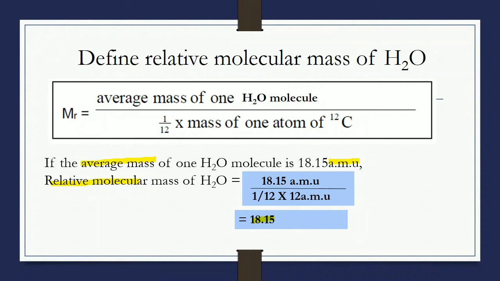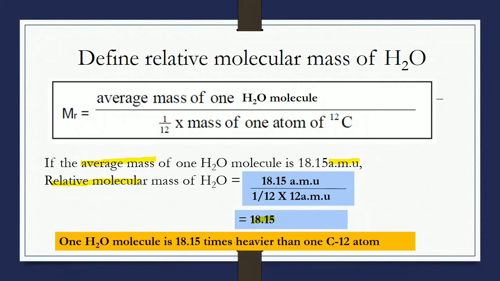You can also see that for average mass we have the unit amu, but for relative molecular mass there's no unit because it is a ratio. So the values are similar, but one is with unit and relative molecular mass is without unit. Similar to relative atomic mass: for average atomic mass we have a unit, and for relative atomic mass there's no unit. So based on this information, we can say one H2O molecule is 18.15 times heavier than one carbon-12 atom.